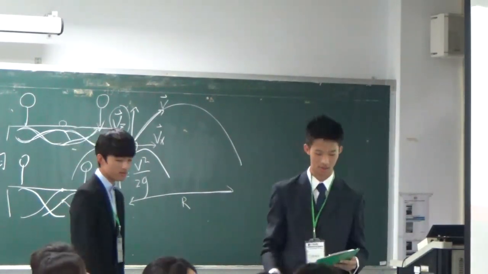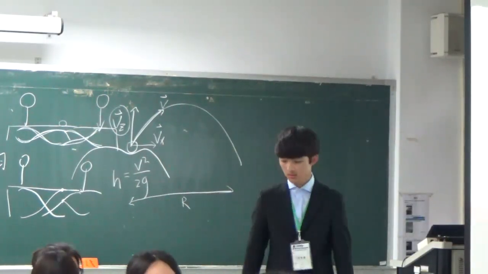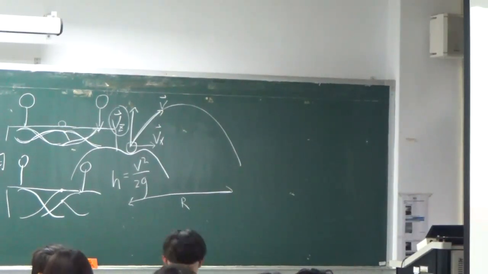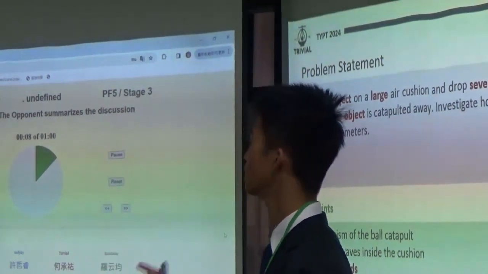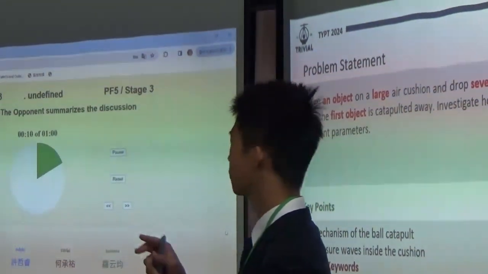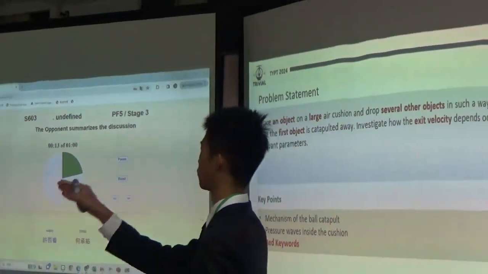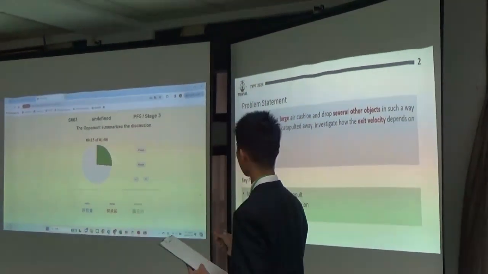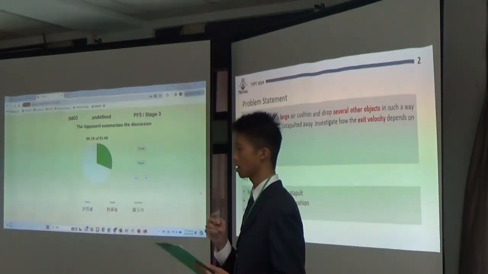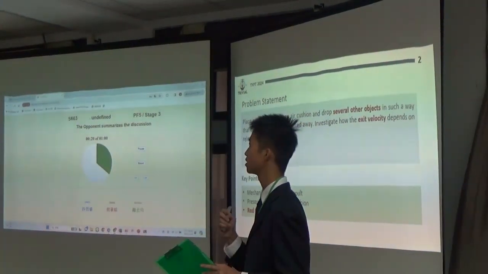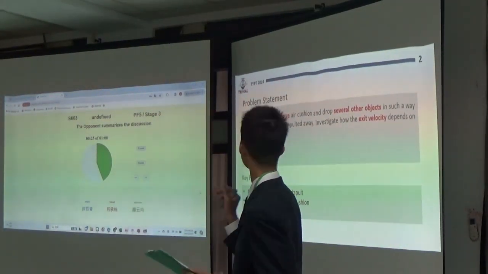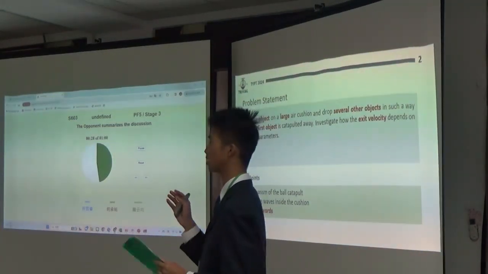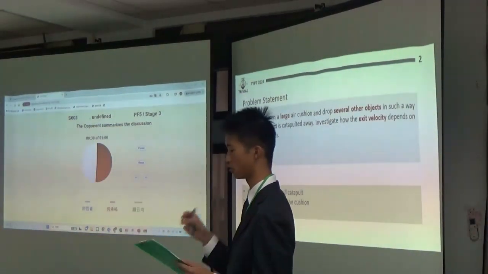Okay, the opponent starts to summarize the discussion. First, I mentioned that there are three components of the x velocity, and the reporter said that he has observed them, and I proposed a method to measure the velocity in the sideways direction by measuring the range of the baseball. And second, we discussed the meaning of dropping several objects. Because the reporter told us that there are standing waves in the cushion, I think dropping several objects can form constructive or destructive interference.